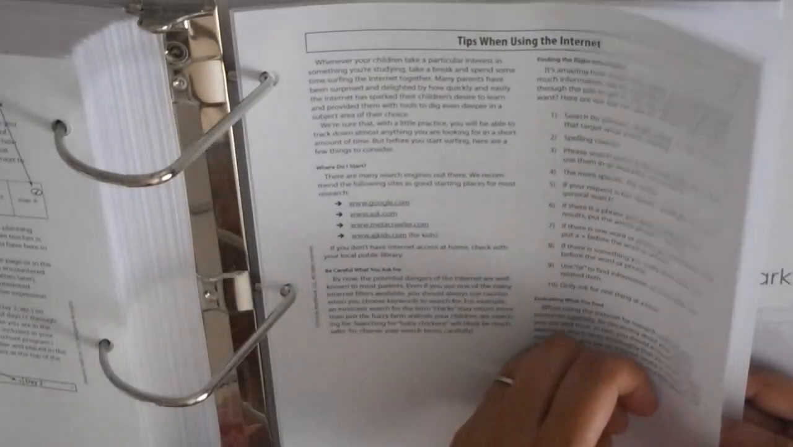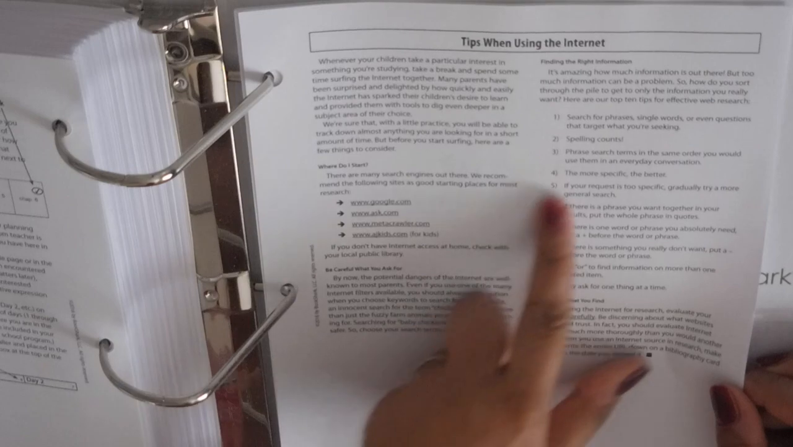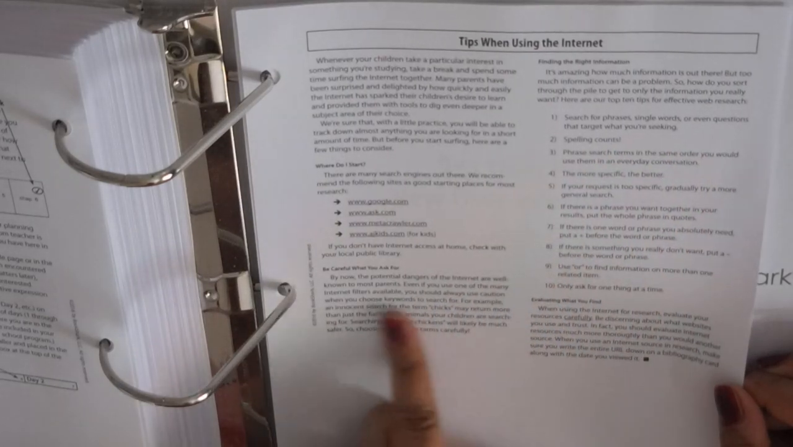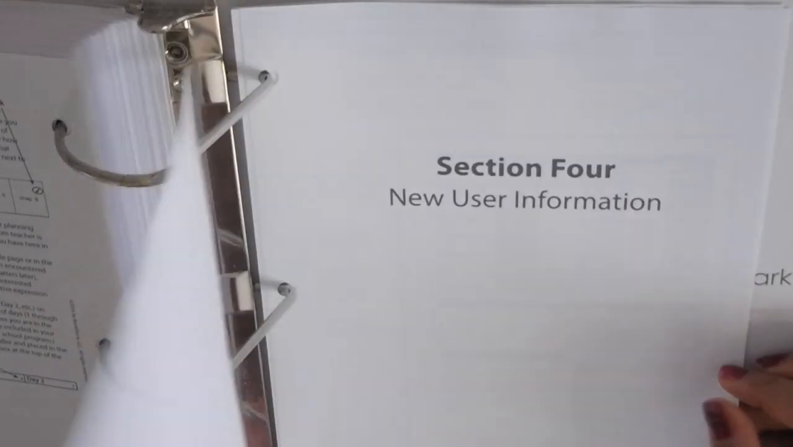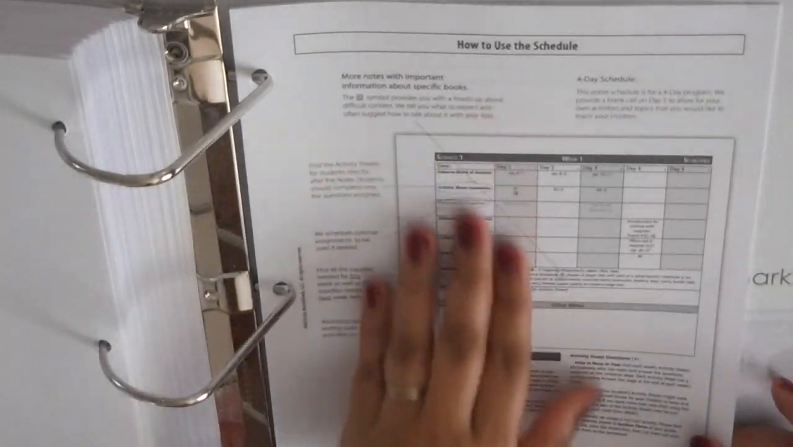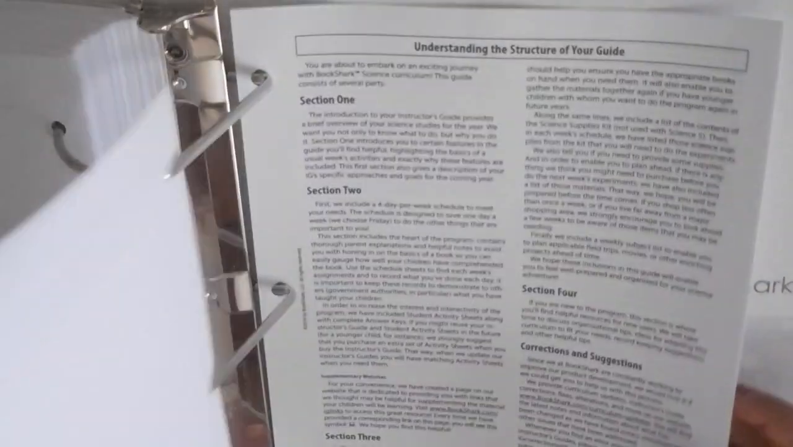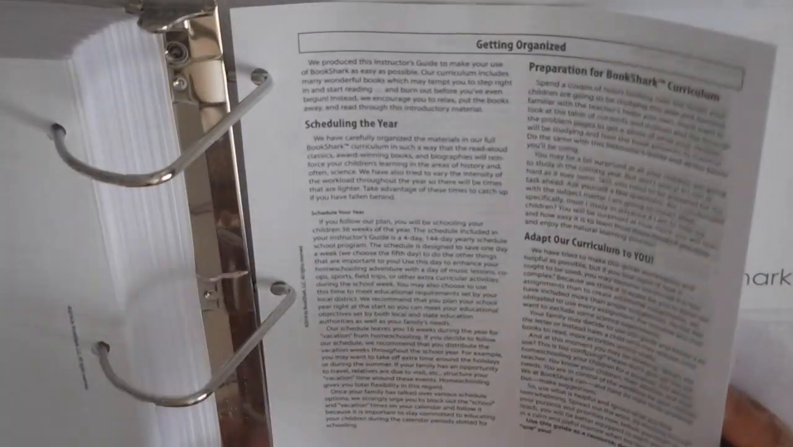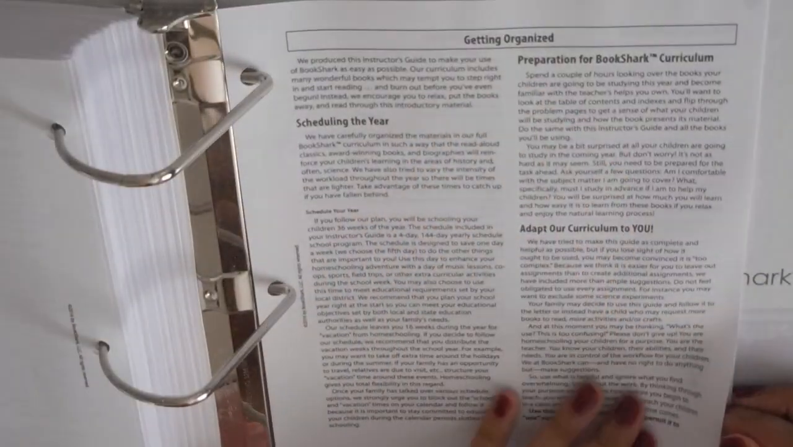And section four pretty much just has information for a new person who is first seeing BookShark for the first time, and any tips and tricks that they have, along with some additional advertisement for their different levels. That's all that's included.